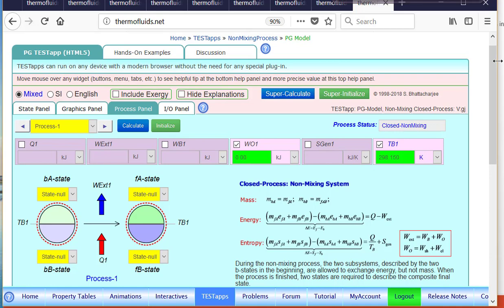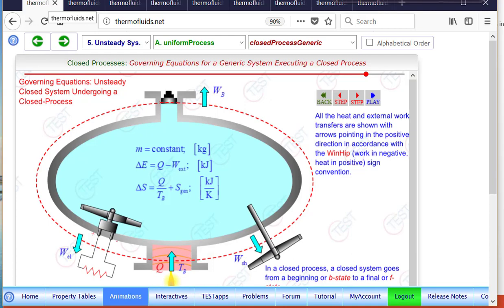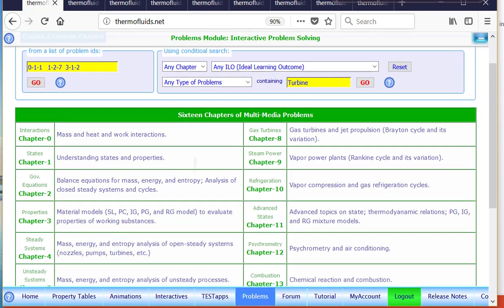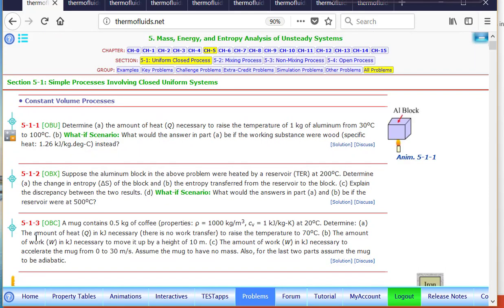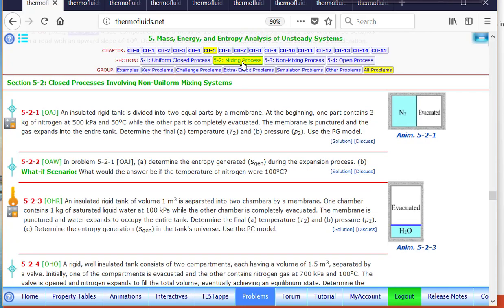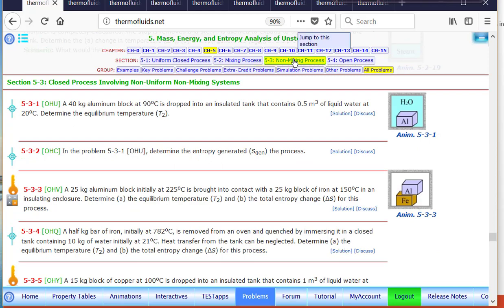Where do you find problems of this type? Of course, chapter 5. If you go to chapter 5, it will have all kinds of closed process problems. As a matter of fact, section 1 is all about uniform systems. Section 2 is about mixing processes. Section 3 is about non-mixing processes, etc. So I'll stop here and let you explore what types of problems you can solve with these closed process apps.